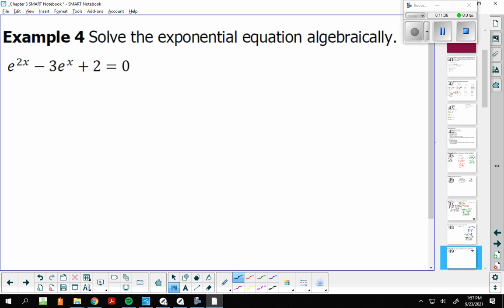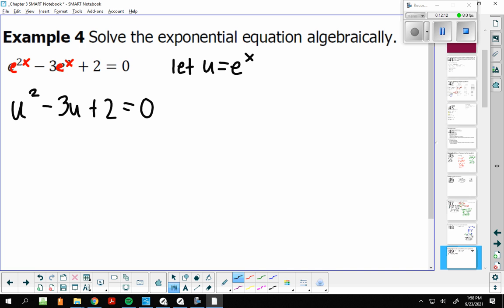All right, solve the exponential equation algebraically. We're going to use something here called u substitution, which gets used in calculus quite a bit. We're going to let u equal e to the x. Again, it's called u substitution, so we're going to substitute u in for e to the x. So here, e to the x, and we have e to the x, so we're going to replace those with a u. So this first one, we have u squared, because the 2 is still there, minus 3u plus 2 equals 0. The reason we use u substitution is so it makes it easier to factor.